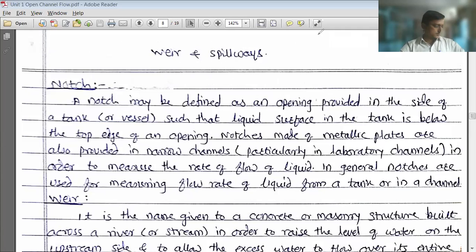So now let us see the actual content of this unit. What is notch? Can anybody tell the answer for this question? Define notch, or what is notch?